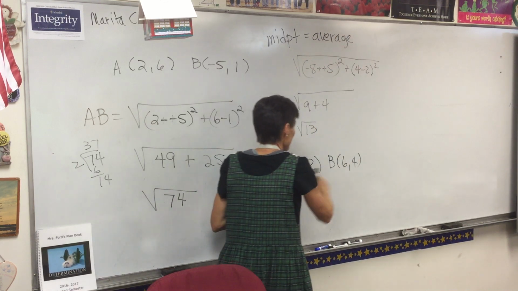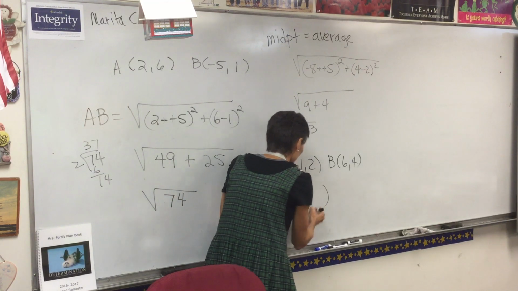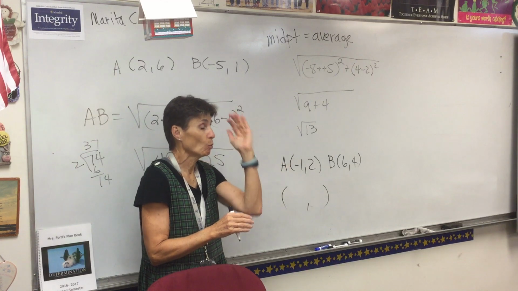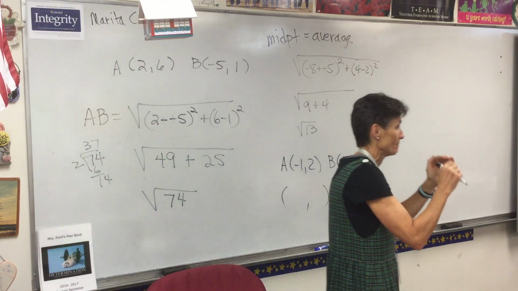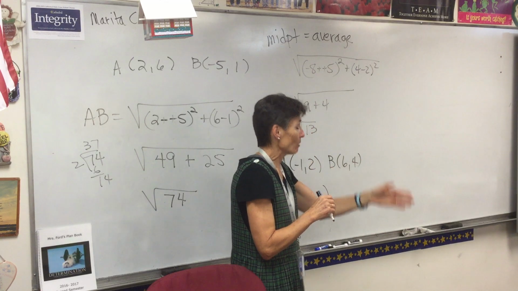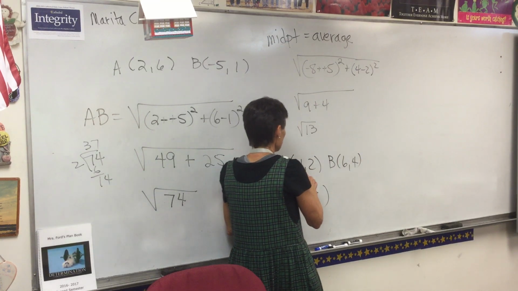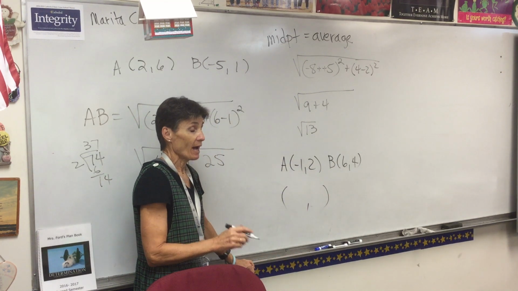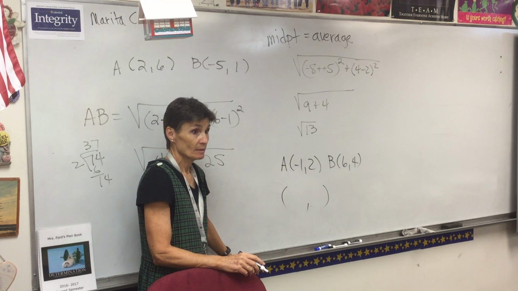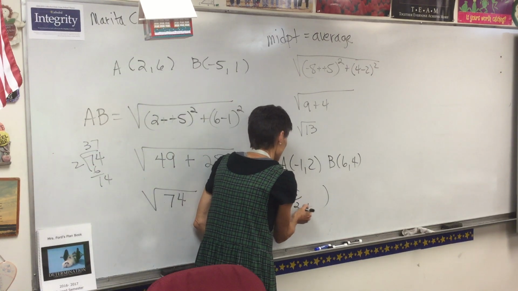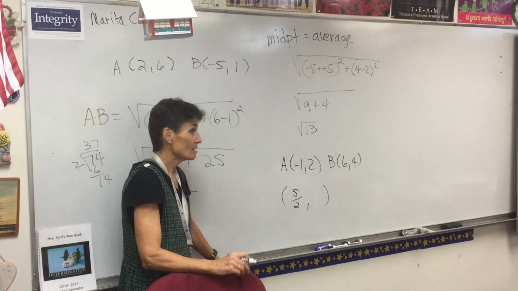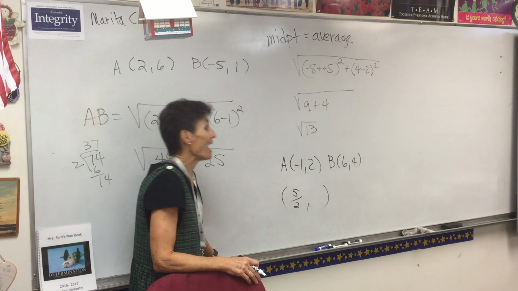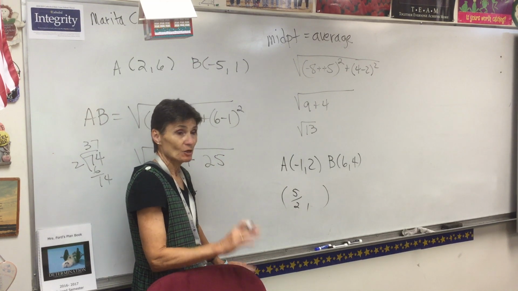So when I look at these 2 points, I want to find the average x, the middle value. That's the average. What is the middle value for the x's? Well, average. -1 plus 6 is 5, divided by 2 is 5/2 or 2.5. I don't care if you use decimals or fractions. 5/2 or 2.5. Midpoint is average. That's it. We all know how to average.